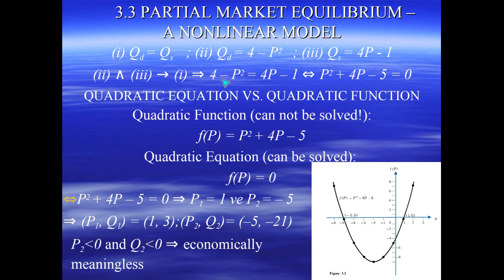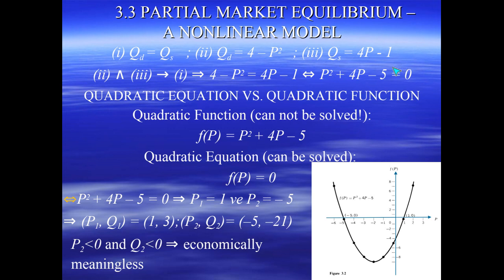If you take minus P square to the other side, it is plus P square plus 4P, and here we have 4. When it passes to the other side, it becomes minus 4, minus 4 minus 1, minus 5. So altogether we obtain P square plus 4P minus 5 equals 0. It is symmetric, so we can change the places. This is the equation we have to solve in order to find the equilibrium price.